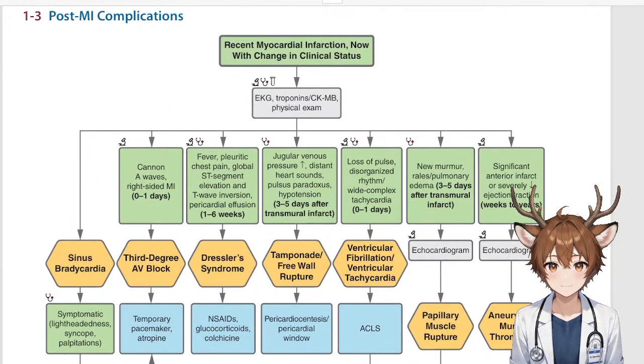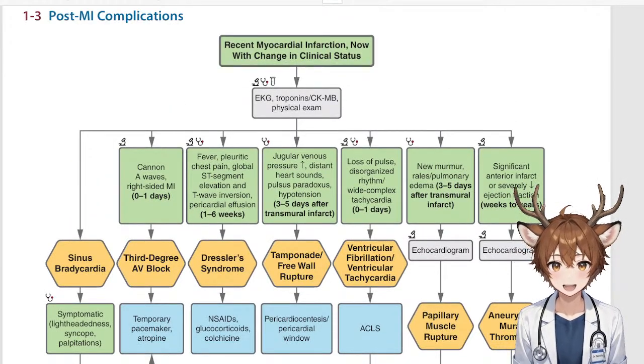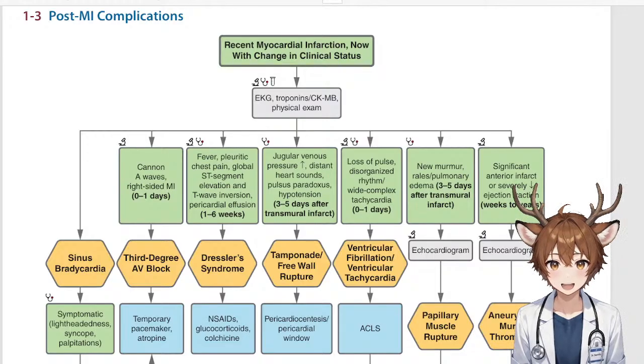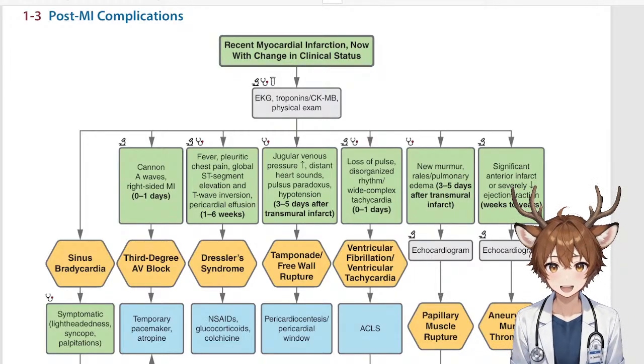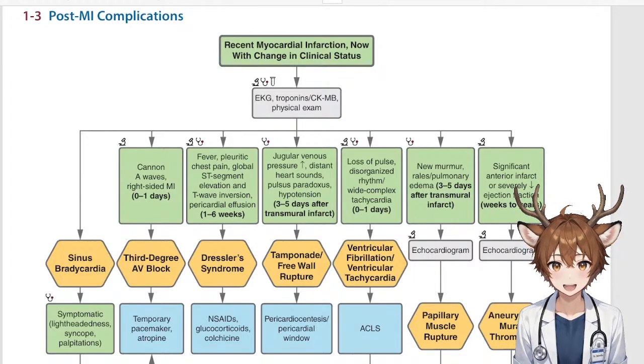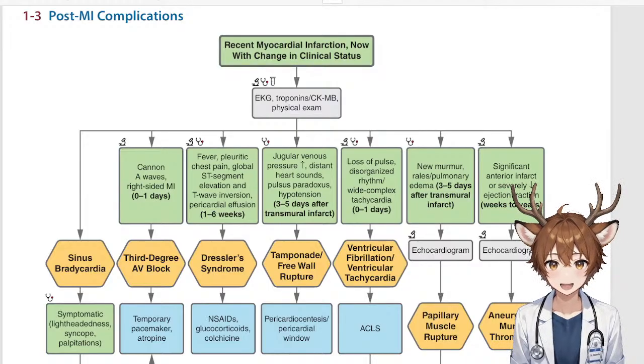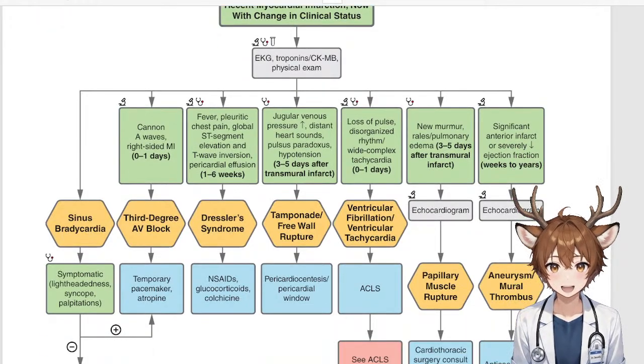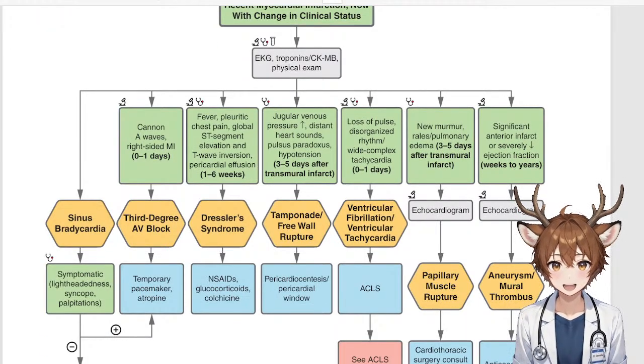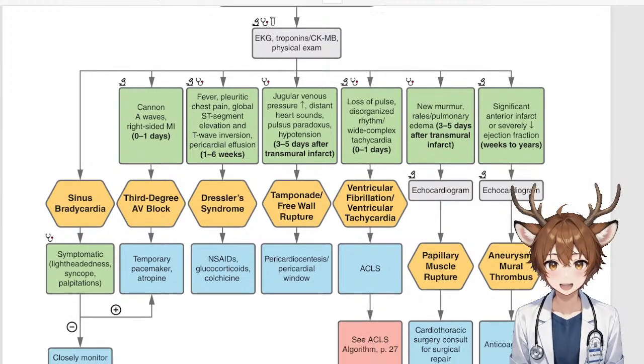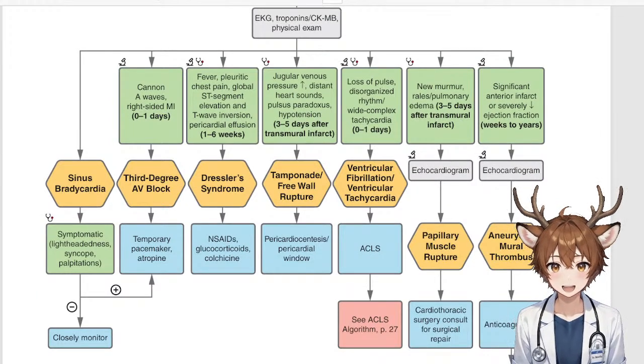What about we do the EKG, biomarkers, and physical exam, and we say, okay, Canon A waves, right-sided MI, 0 to 1 days. What do we think? Third degree AV block, right? Third degree AV block if we have these Canon A waves, right? What do we do in that case? Same stuff. We're talking about if it's positive for the symptoms. We do temporary pacemaker and atropine.